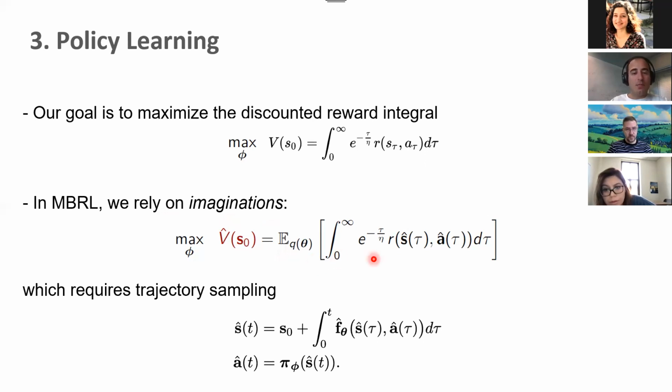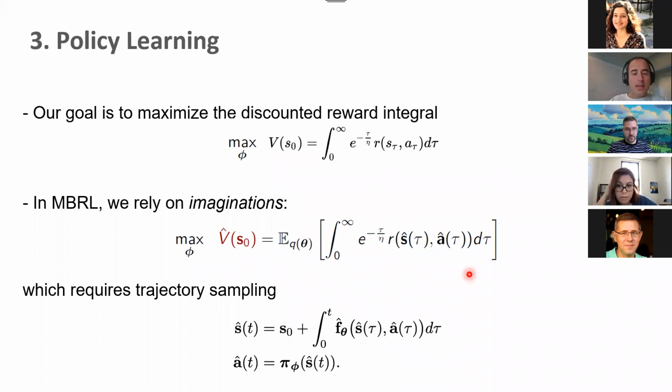Yep, so basically that's it. This integral basically follows these two equations, where this one I already showed you. Now the actions in this differential system follow this policy function pi. And again, phi are the parameters that we would like to optimize.